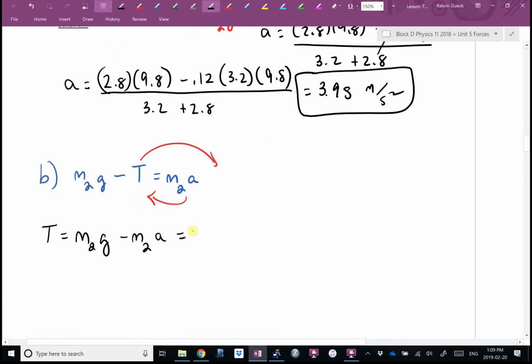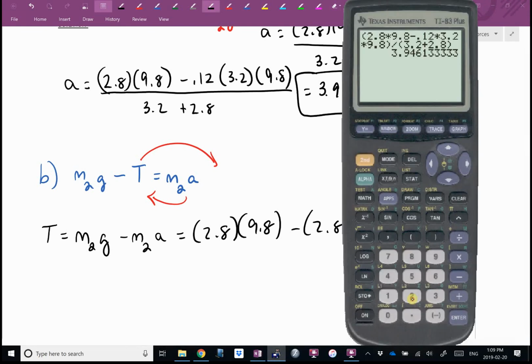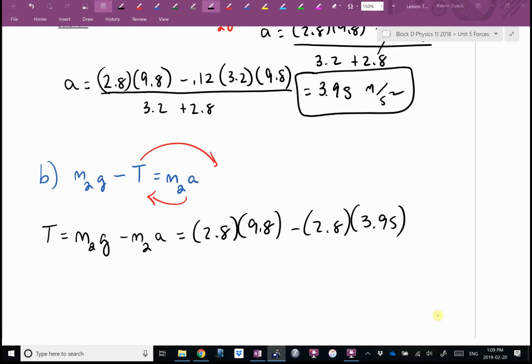I've scrolled down. What was M2? 2.8. And then G is 9.8 minus 2.8. I'm going to write 3.95, but you know I'm using my answer button right there. It's more accurate and less typing. 2.8 times 9.8 minus 2.8 times answer button. And I got a tension of 16.4. And it is a force, so it is newtons.